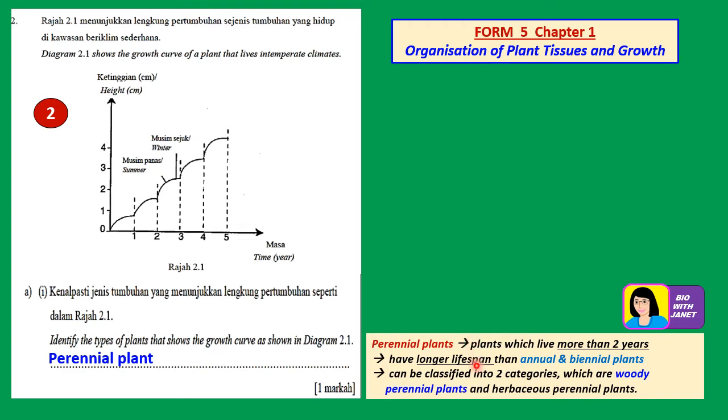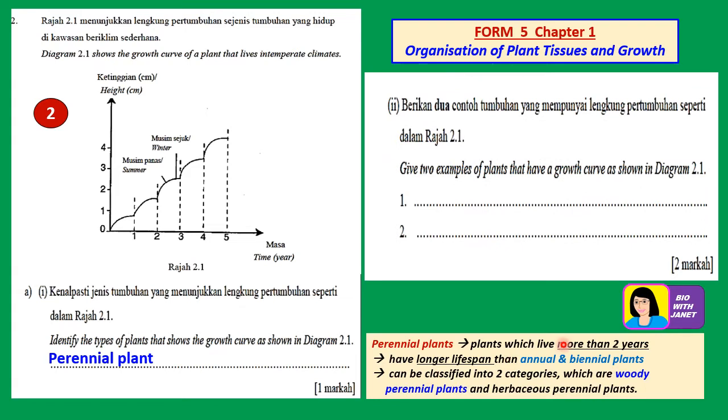Okay, and they can be classified into 2 categories: the woody perennial plants, like fruit trees, such as rambutan tree, mango tree, durian tree, and so forth. And the herbaceous perennial plants are those that don't have wood in them, but they can still live longer than 2 years. Okay, they are smaller in size than the woody perennial plants.